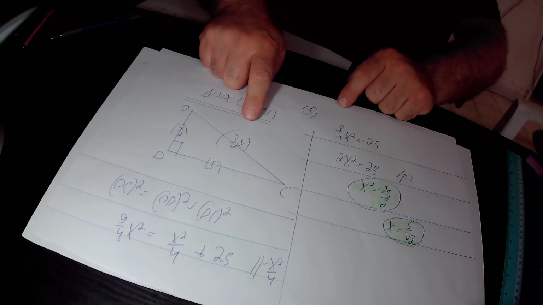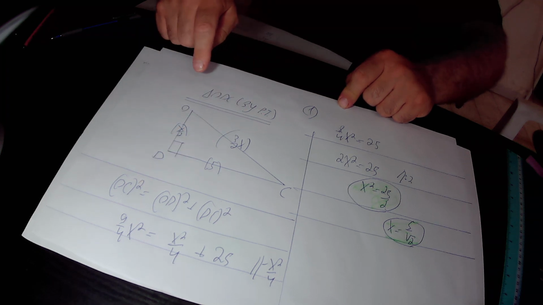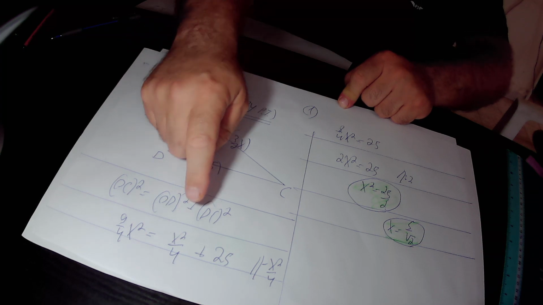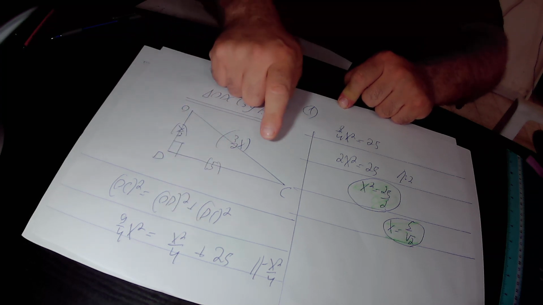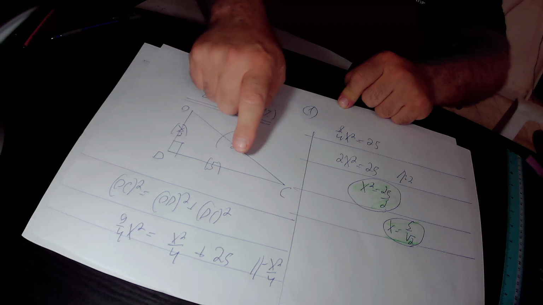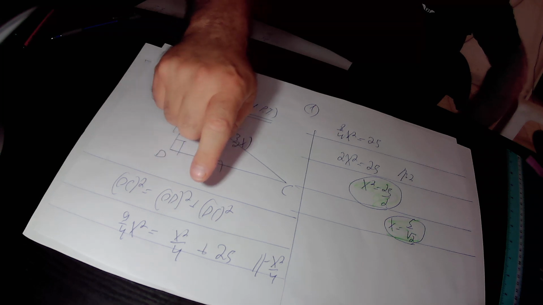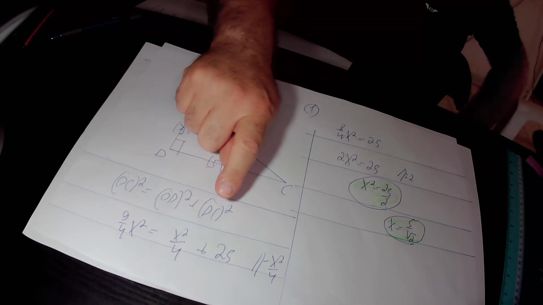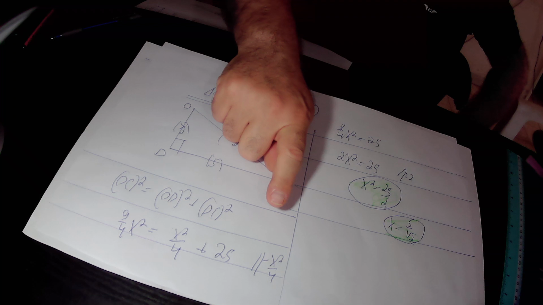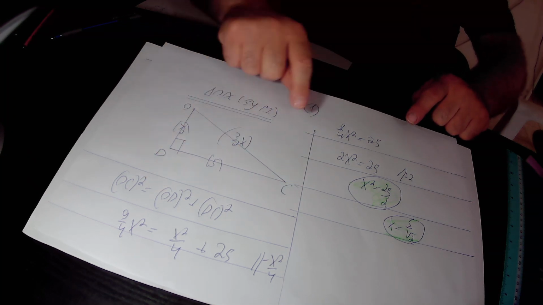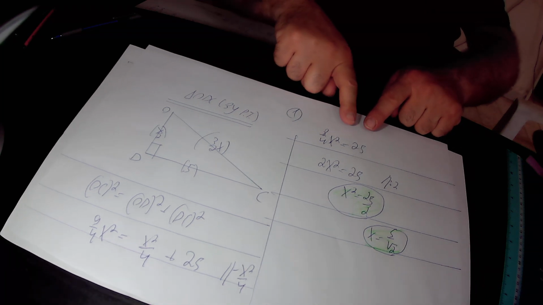OC is 3 over 2 x, therefore OC squared is 3 over 2 x, all squared, that is 9 over 4 x squared, and it equals OD squared. OD is x over 2, therefore OD squared is x over 2 squared, that is x squared over 4, plus DC squared. DC is 5, therefore DC squared is 5 squared, that is 25. So in total, we found out that 9 quarters x squared equals 1 quarter x squared plus 25. Here we subtracted x squared over 4 from this equation, and finally found out that 9 quarters x squared minus 1 quarter x squared equals 8 quarters x squared, and it is equal to 25.